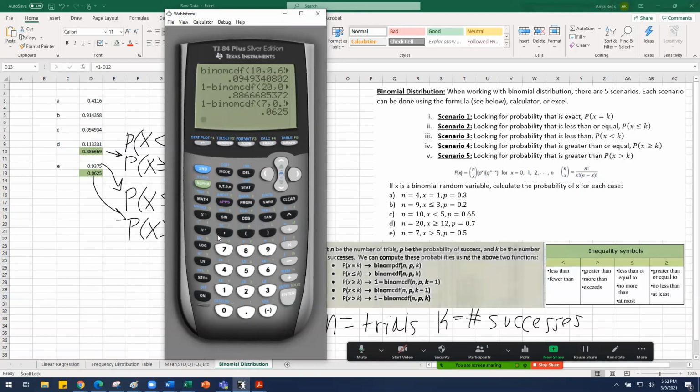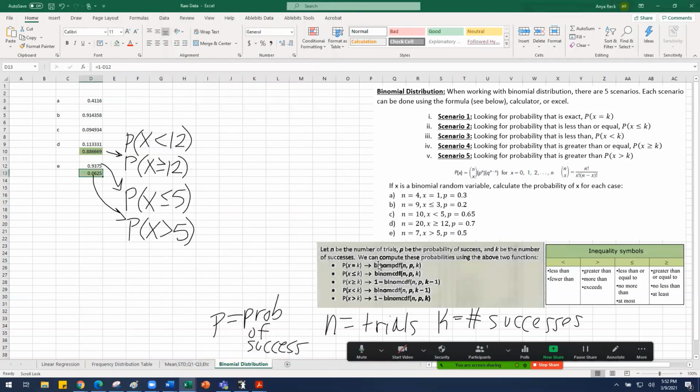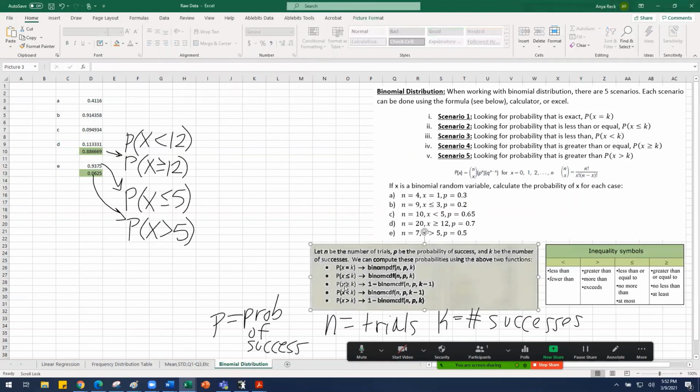5 scenarios. This table is going to be your friend. It shows you the breakdown of each concept. They may not break it down into basic terms like I have here, where it actually tells you N is 4, X is 1, P is 0.3.